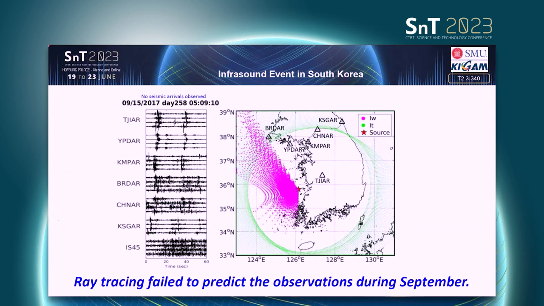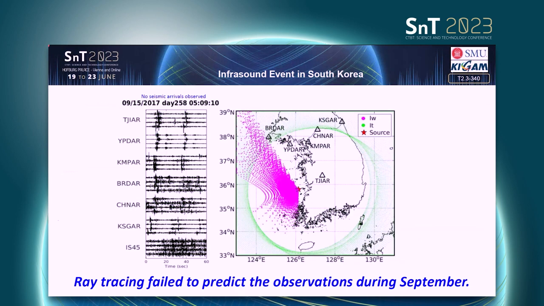This is another example on the west coast of Korea, with very similar signal characteristics to the one previously shown in the Russian area. So we assume this can be an underwater explosion source. We also have a very strong signal, but ray tracing doesn't predict any phases associated with this event. This is very important because this event occurred during September, and we reviewed many events during September.